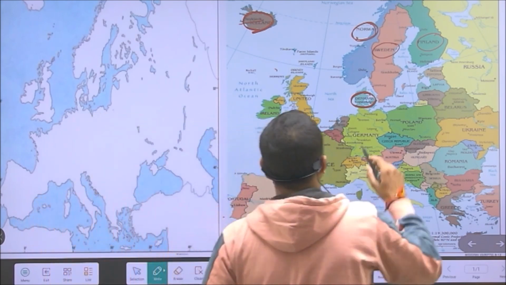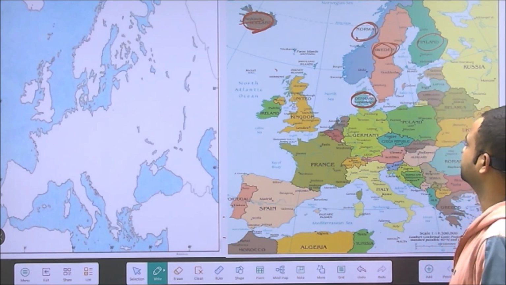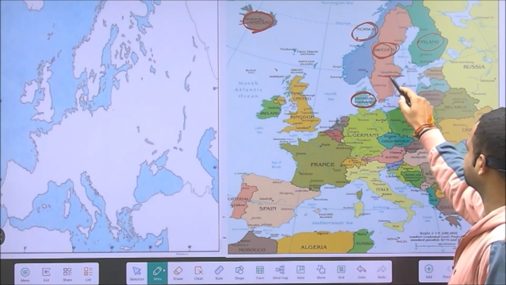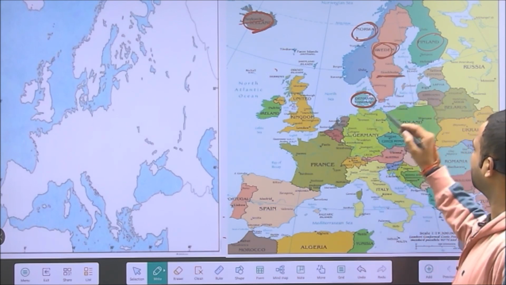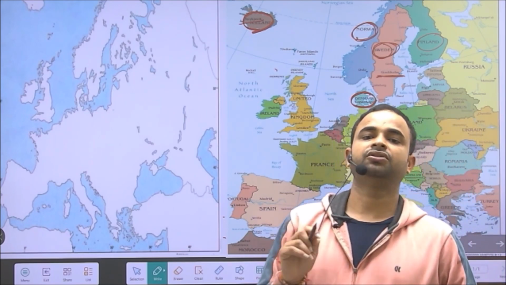Third is Sweden. Sweden is the largest country of Scandinavia, and Stockholm is the capital of Sweden, also known as the beauty of the sea.